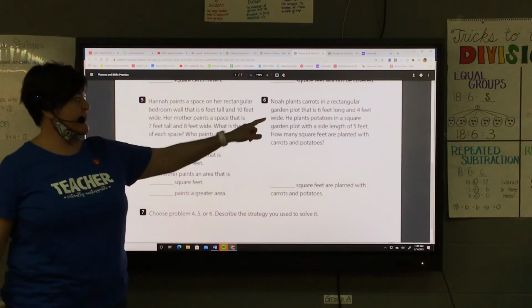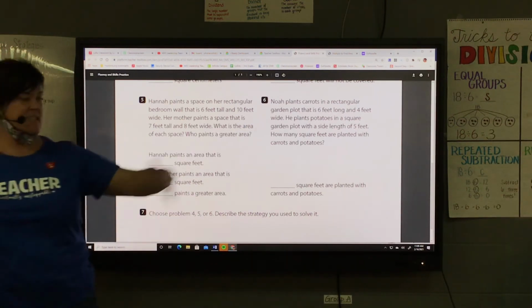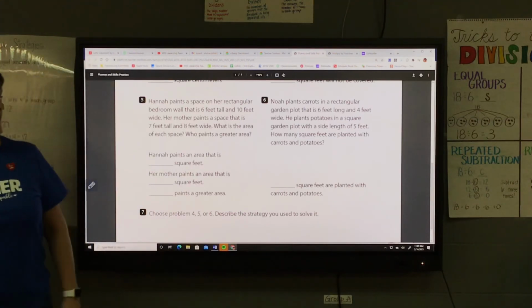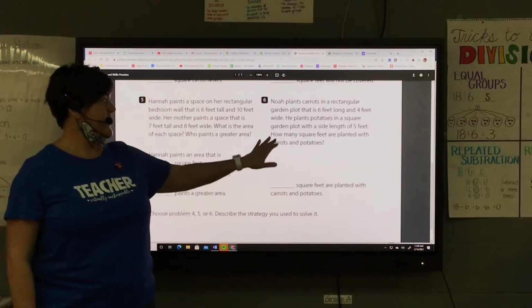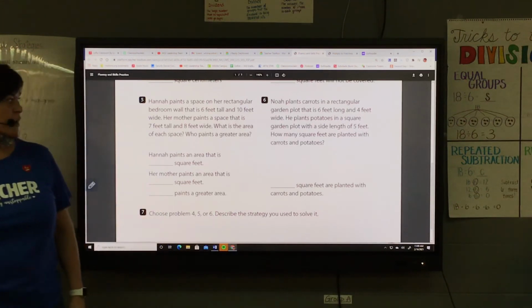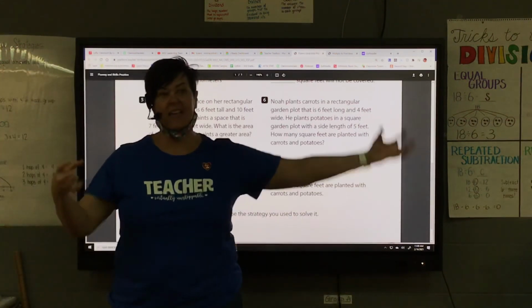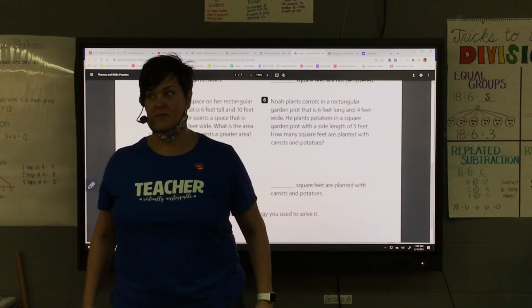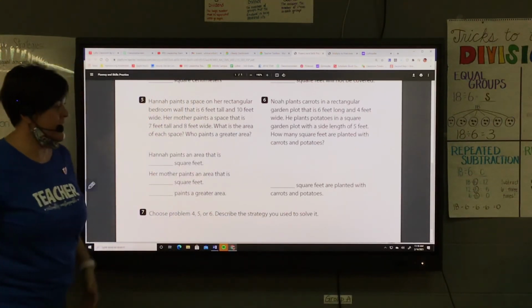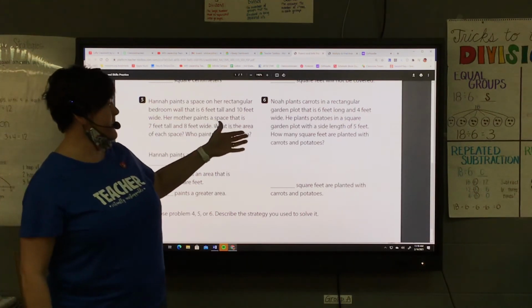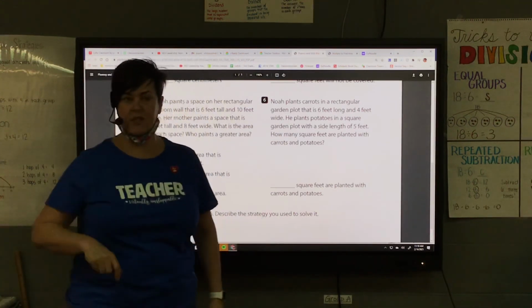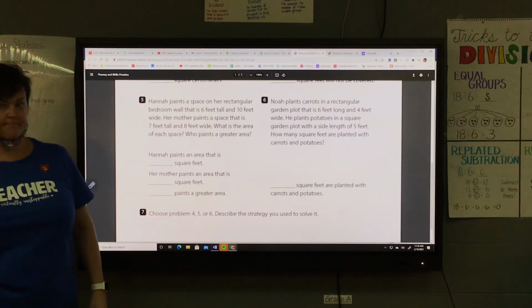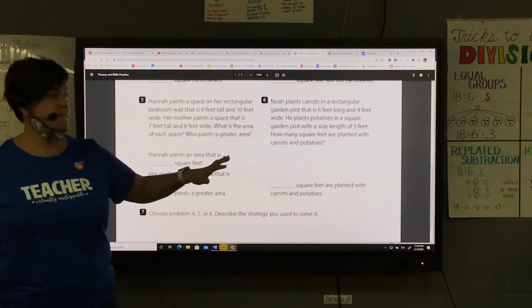Noah plants carrots in a rectangular garden plot that is 6 feet long and 4 feet wide. He plants potatoes in a square garden plot with a side length of 5 feet. How many square feet are planted with carrots and potatoes? Are you going to have two equations? What's your first equation? Write it down.